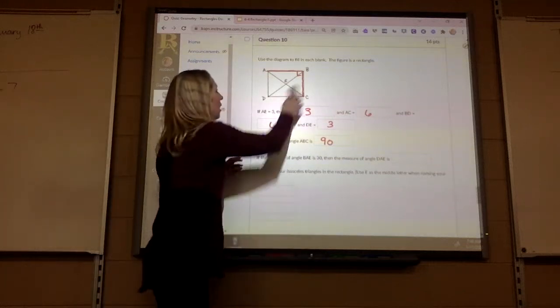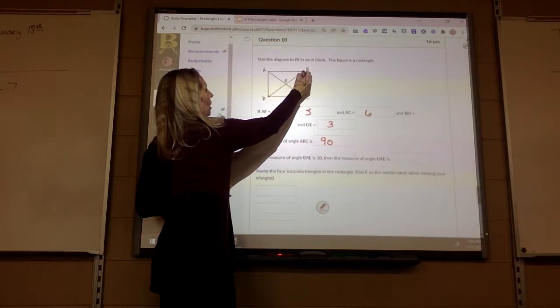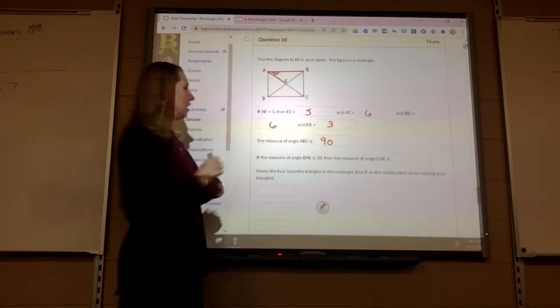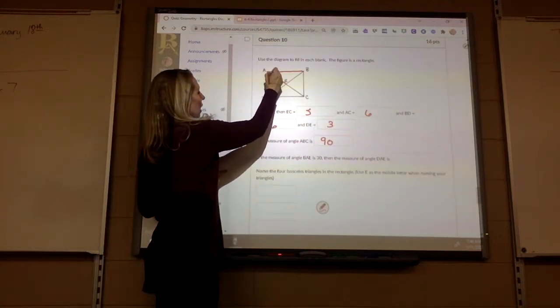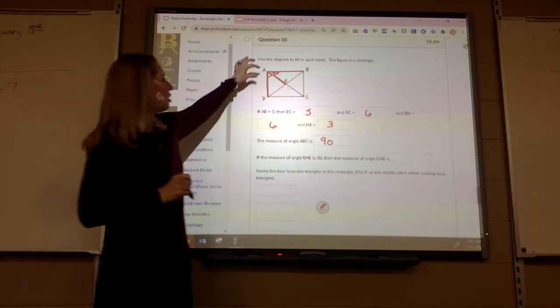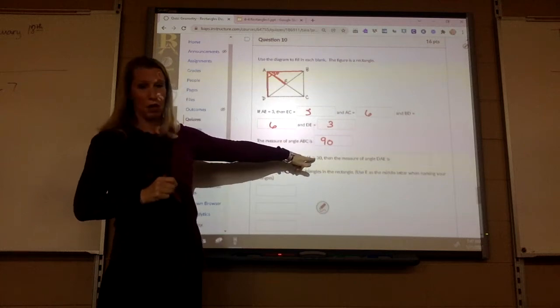If the measure of BAE is 30, so BAE is 30, then what is the measure of DAE? What's that angle right there? Well, these two have to add to 90, so I hope you can figure that one out. I'm going to leave that one for you.